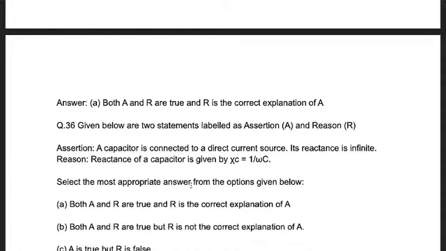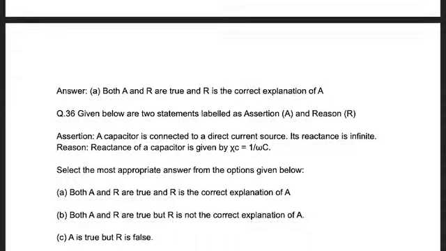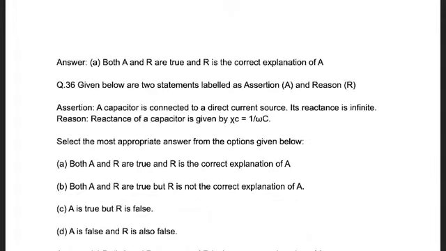A. Both A and R are true, and R is the correct explanation of A. B. Both A and R are true, but R is not the correct explanation of A. C. A is true, but R is false. D. A is false and R is also false. Correct. The answer is A. Both A and R are true. R is the correct explanation of A.